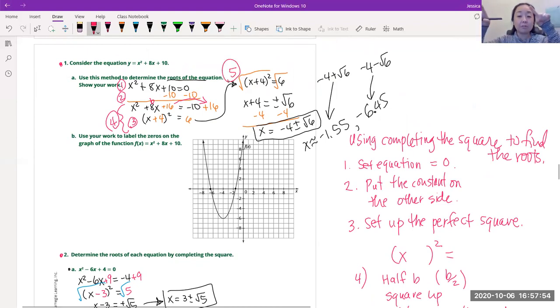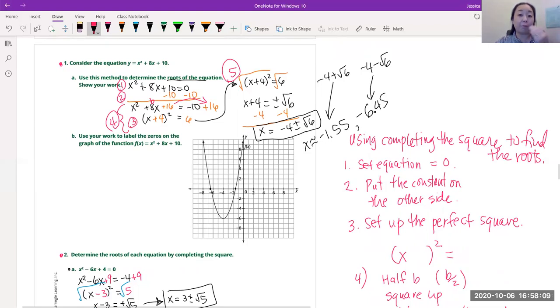Always use square root first, right? And then remember, don't forget the plus or minus. And then you're going to subtract or add out whatever this number is, okay? And then there's your answer right there. I usually want an exact answer. If you answer just like that, that's fine.